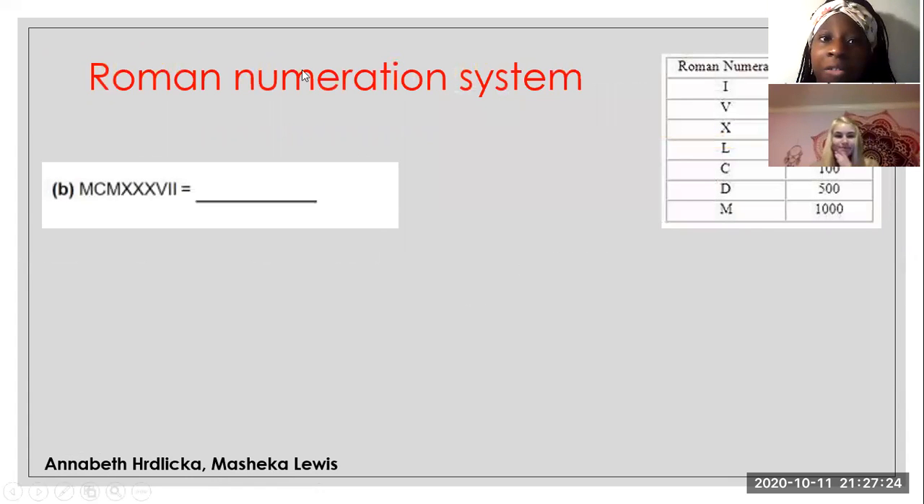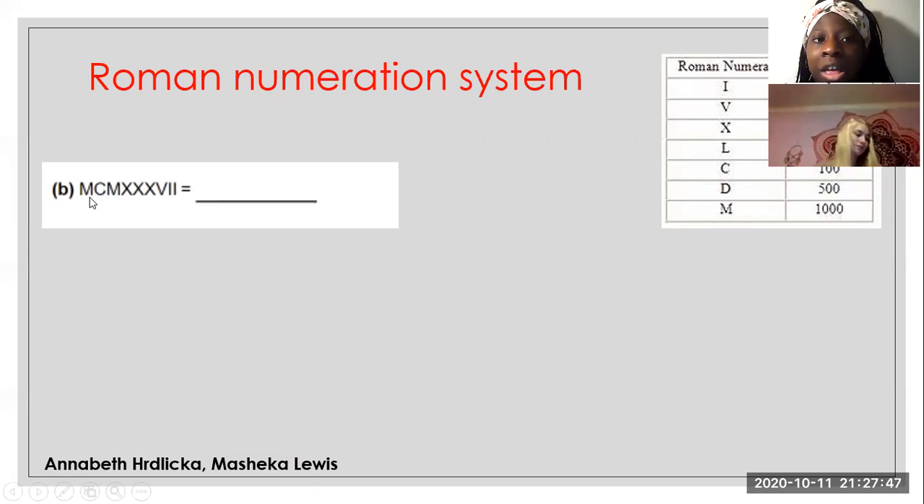And then we have a Roman numeral system. Okay, cool. I do have a question for you on the Roman numeral system, Annabeth. My question is, we see M, CM. So M is 1,000, but then we see CM. So my question is, how will you solve for CM basically?